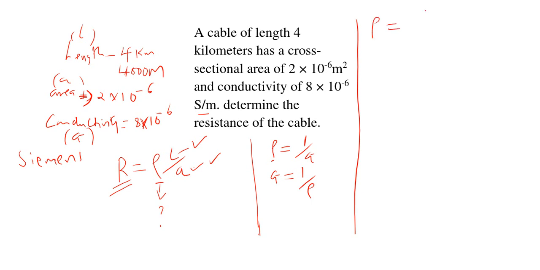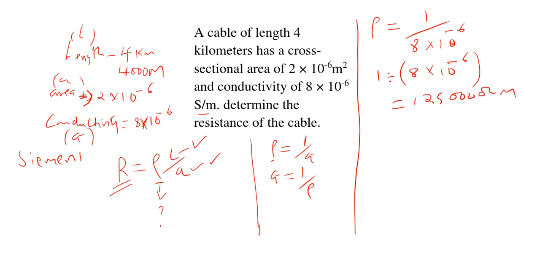So we take 1 divided by conductivity, which is the reciprocal. When you compute it in the calculator, it is good to know how to write it. It is good to put 1, you divide by, then you put this in brackets in order to get the correct answer. When you do this, you'll get 125,000. This is resistivity, measured in ohm meters.